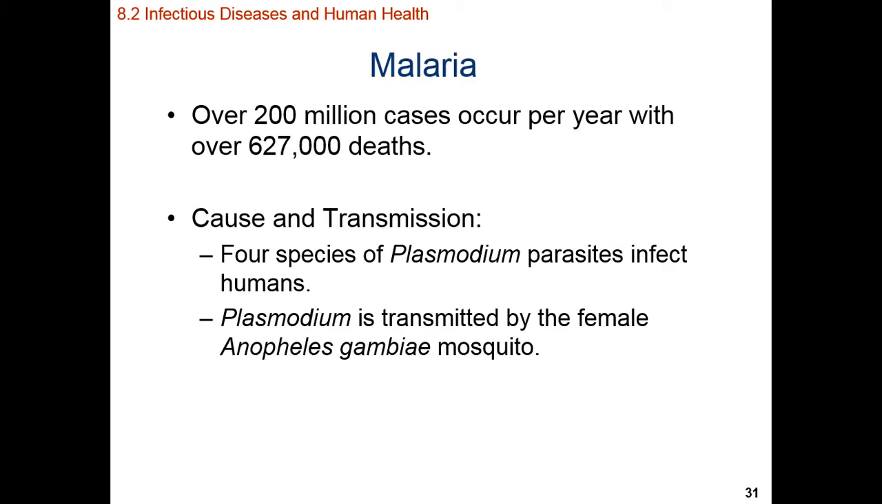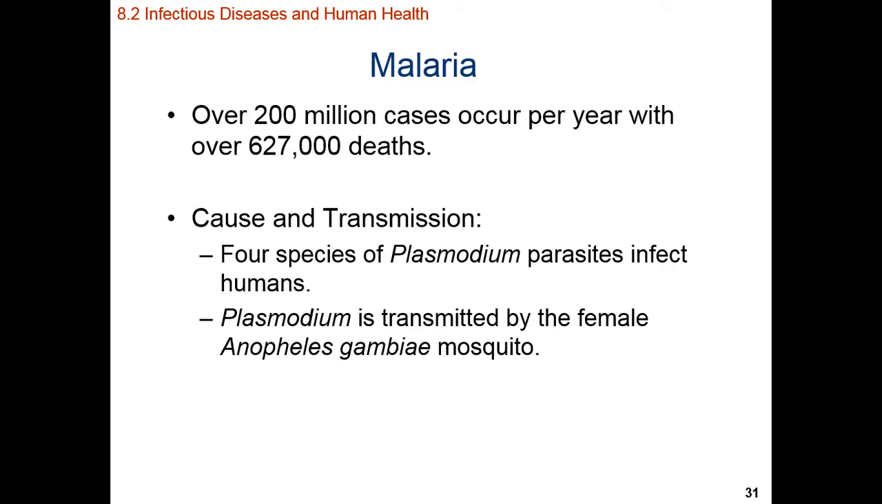Moving on, we also have malaria. Malaria is a very, very common disease that affects over 200 million people a year. So if we assume that there are, let's say, 7.5 billion people on the planet, I'm doing some back-of-the-napkin math right now with my calculator.